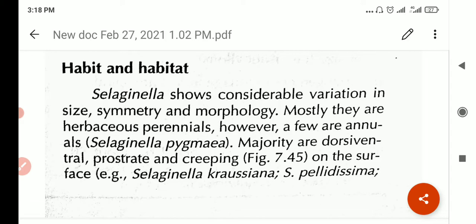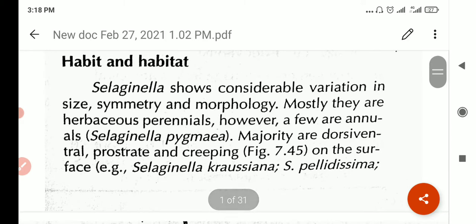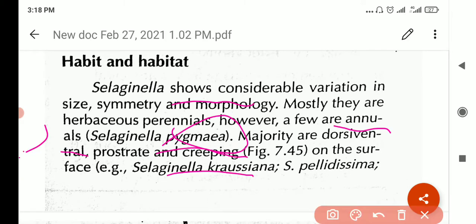The annual one is Selaginella pygmaea, from the word Pygmalion. Pygmalion is a play, no? Remember? Eliza Doolittle. I don't know if you remember or know this play. So you can just Google. It's a very beautiful play.